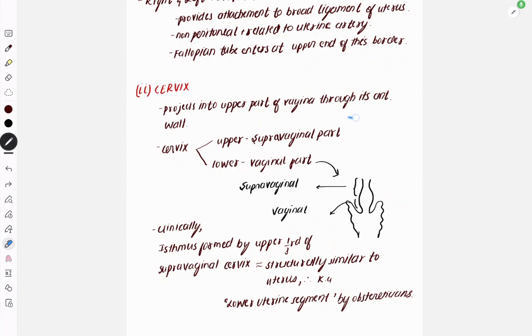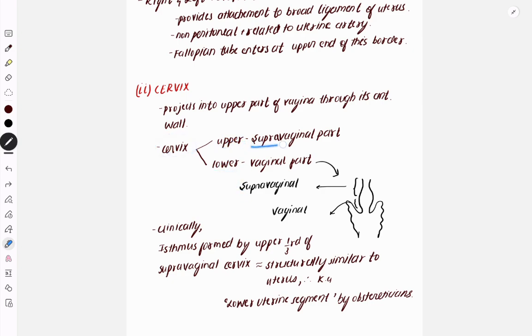The cervix is the second part of the uterus. As already discussed, the upper two-thirds is the body of the uterus and the lower one-third is the cervix. This cervix projects into the upper part of the vagina through its anterior wall. The cervix further opens into the vagina, which is the next part after the cervix. The cervix has two parts: one is the upper part and the second is the lower part.